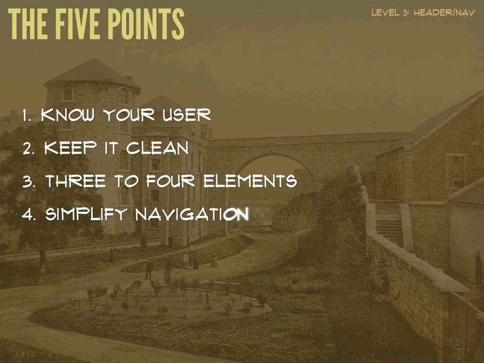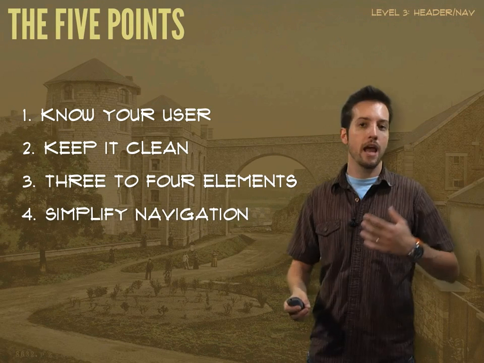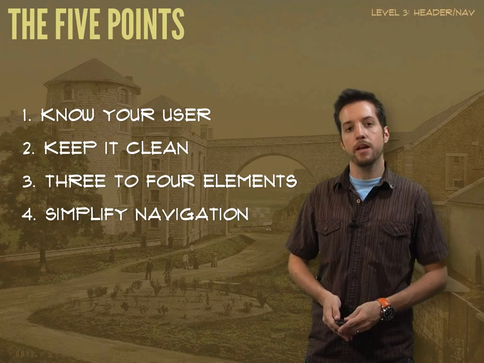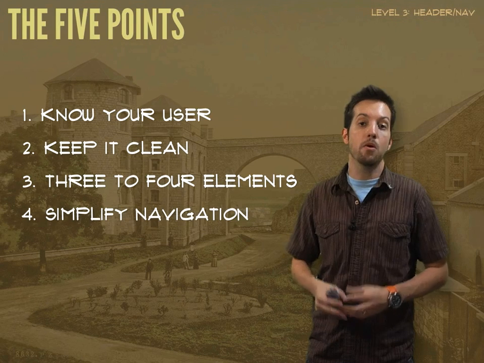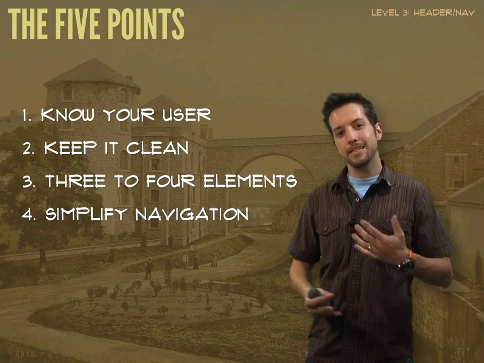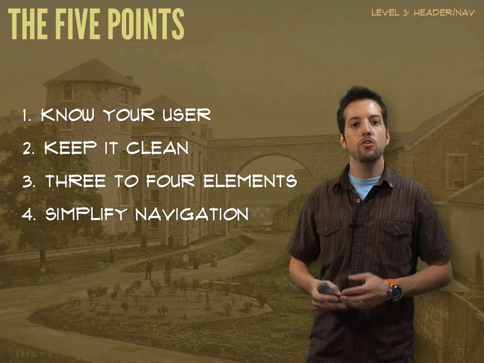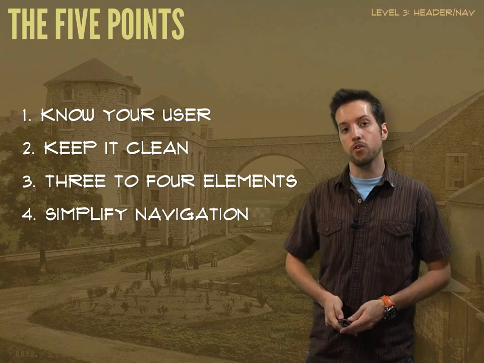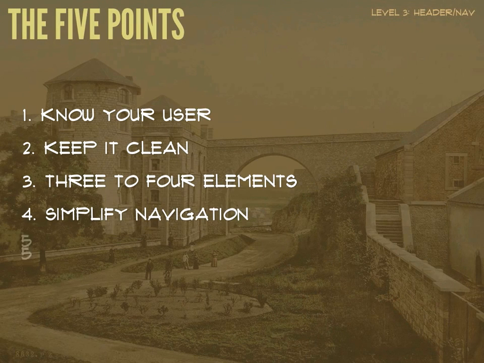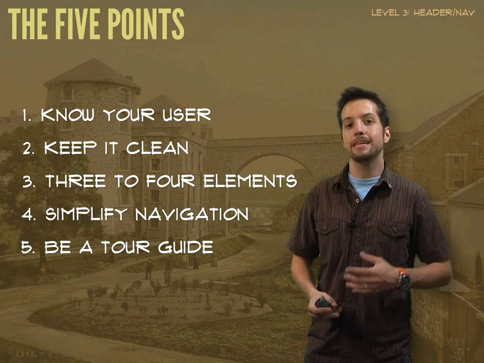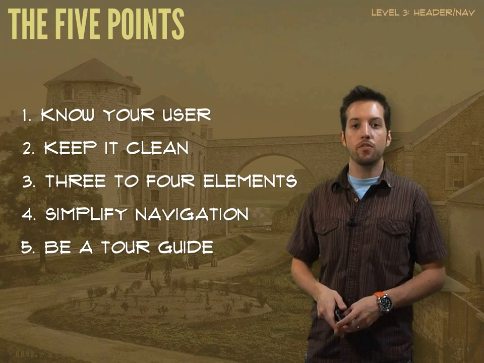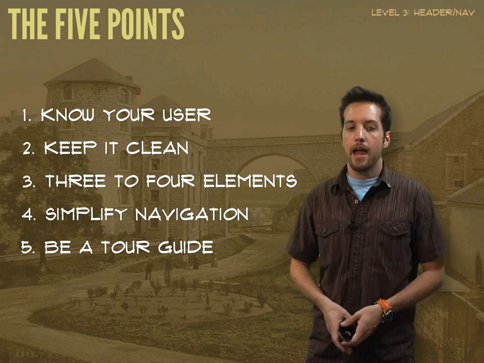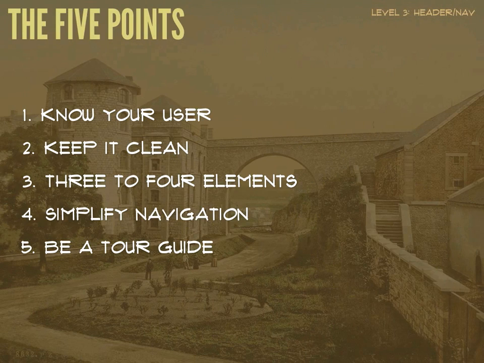We also want to simplify our navigation. So we don't want to have 28 different links to all of the pages of our site in our main navigation. I think it's a good practice to keep our main navigation at around 6 to 8 primary links, and then you can decide how you want to drill down the rest of your navigation from there. Finally, we want to be a tour guide. Now it's our job as designers and developers to guide our users to where we want them to go on the site. So it's important for us to think like a user as we're building these websites.